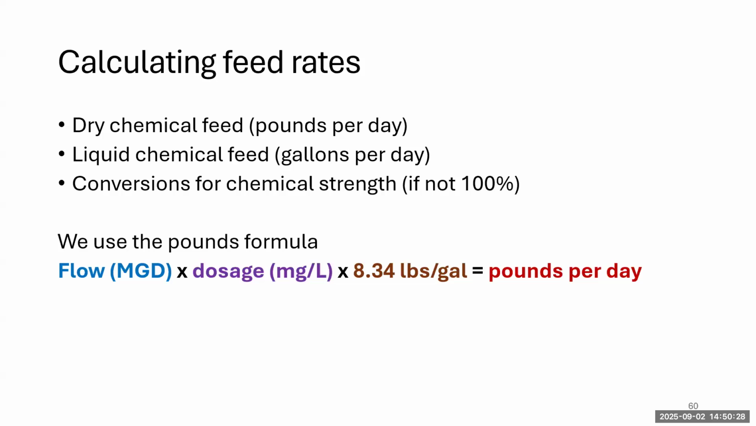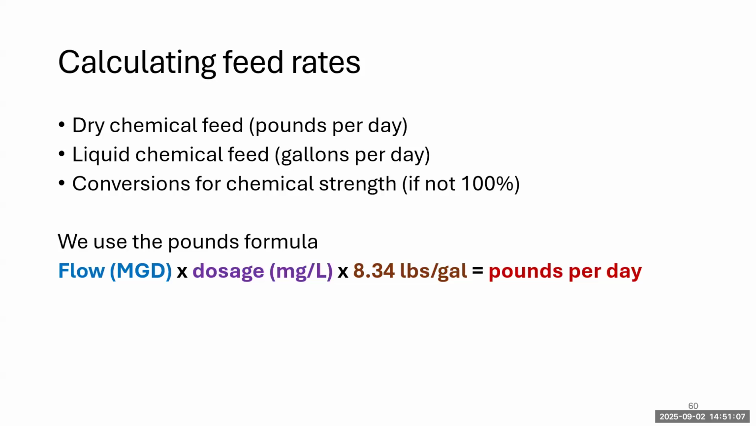In the pounds formula, we have to have our units in very specific forms. The flow has to be in million gallons per day. So if we have 1 million gallons, 1 with 6 zeros, we would call that 1.0 MGD. MGD means million gallons per day. The dosage that we use in this formula is in milligrams per liter. That is the same as parts per million. Just like the TSS test, we measure the weight of solids in a liter of water. So we actually measure directly. And we also use that to express chemical dosage, milligrams per liter.